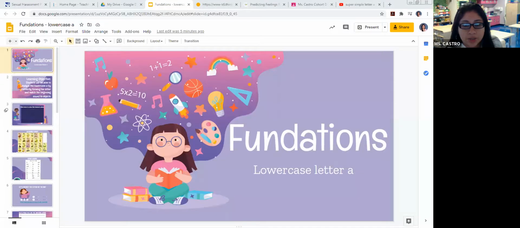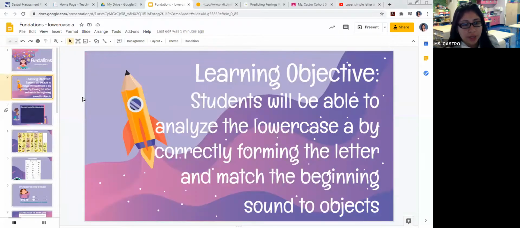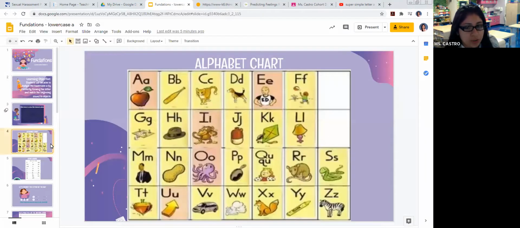Okay, boys and girls. So today in Fundations, we're going to learn a new letter of the day. We are going to be able to correctly form the letter and match the beginning sounds to the objects, okay? So let's do our sound drill now. I'm going to get my cards ready.